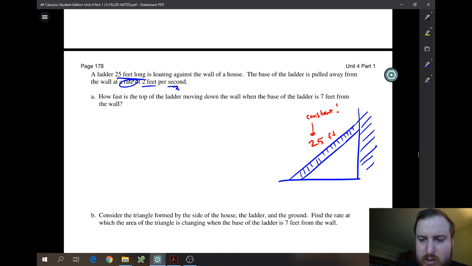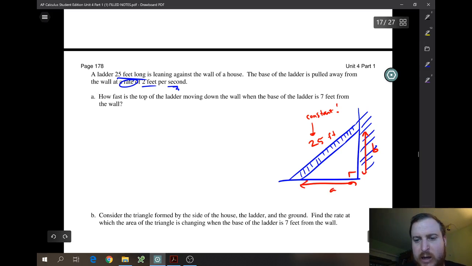And then this is a right triangle. So this side I'm going to call A, and this side I'm going to call B. Now, you could have also called them base and height, but I like A and B because A squared plus B squared equals C squared is nice and easy for us. So how fast is the top of the ladder moving down when, right, that's a keyword that something's changing, when the base of the ladder is 7 feet from the wall.